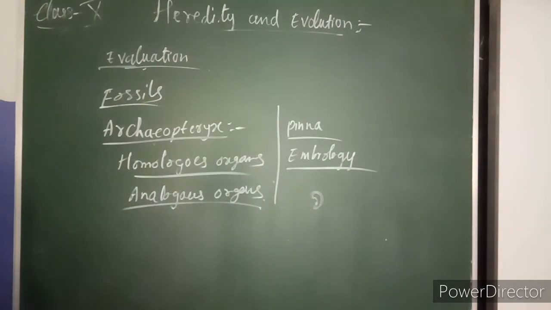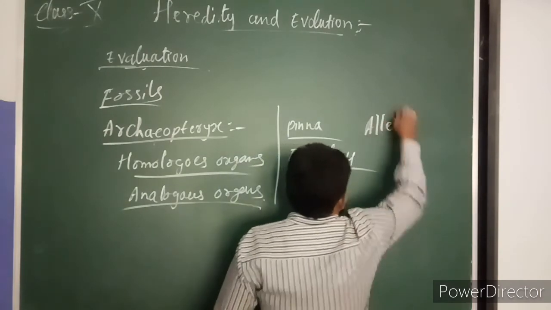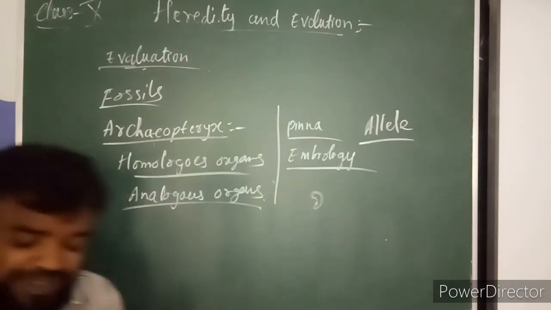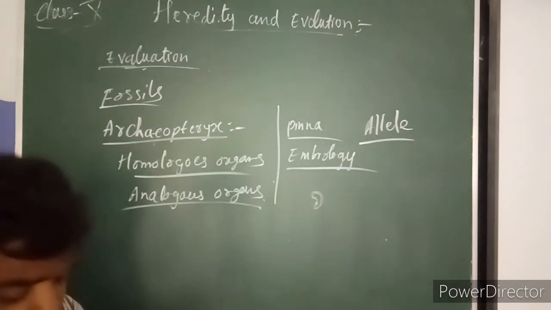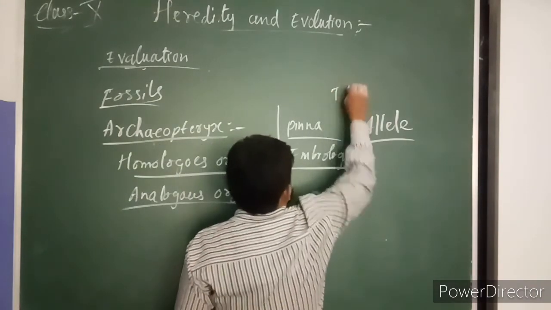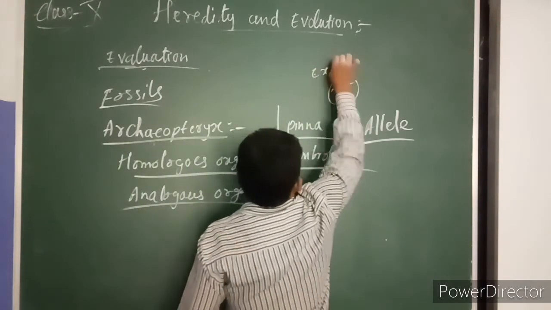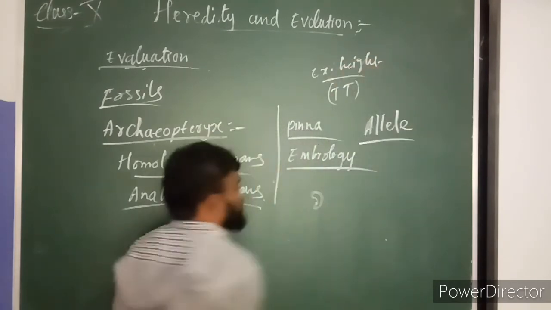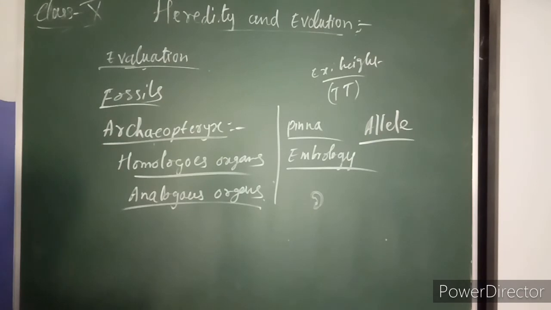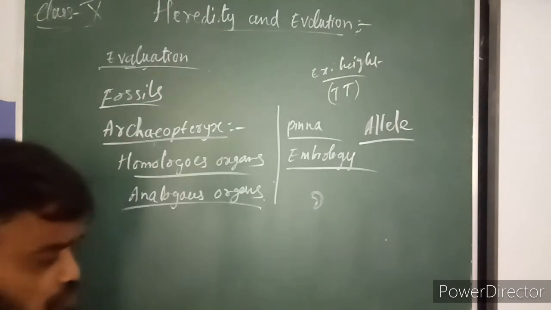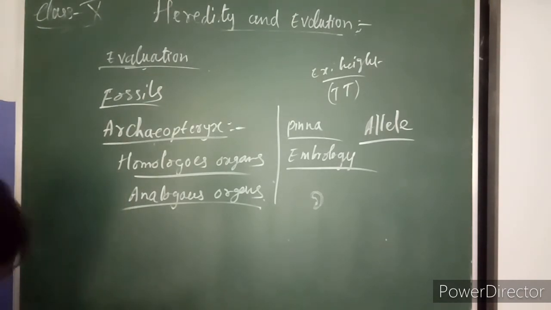Next, allele. What does allele mean? Allele means the two contrasting genes corresponding to the same character. Just take an example like TT. Height can be taken as an example, measured from father to baby. Once again I will repeat: two contrasting genes corresponding to the same character, coming from the mother and the father, convert into a character, like height, that we observe. Understood?